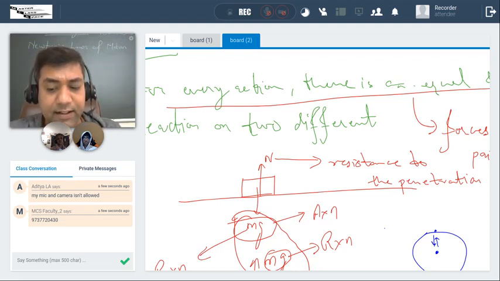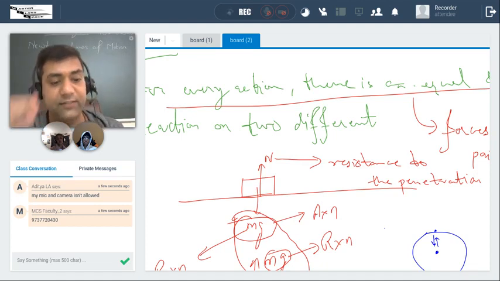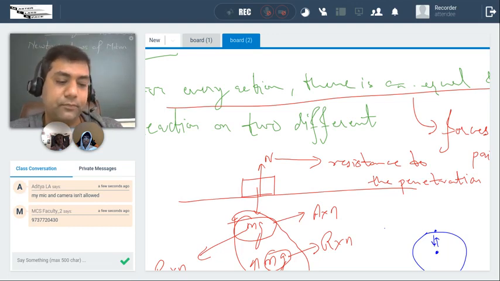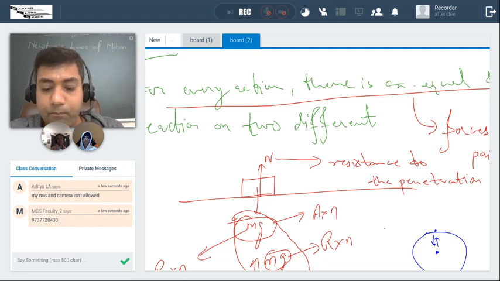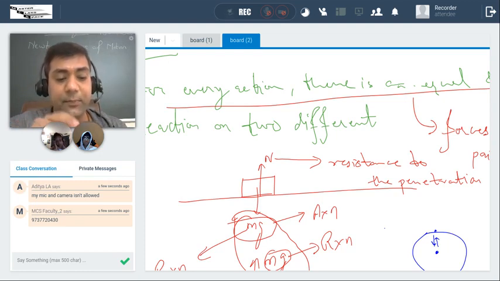That resistance to the penetration is normal reaction, and it occurs from the surface. Normal reactions, they are applied from the surface. Got a point? So many of the students do the mistake that they consider the Mg and N are the action-reaction pair. They are not. N is coming because of Mg acting on the body.